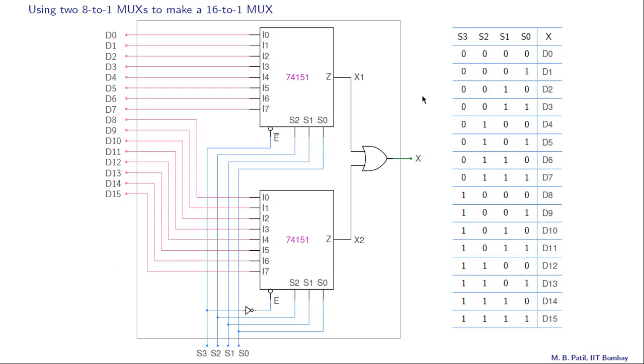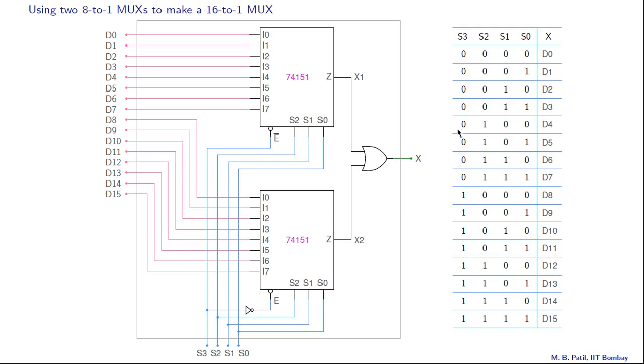What we will do now is to consider two cases, one corresponding to this first part of the table and second to this second part of the table, and in each case we will verify whether this output x is what we would expect from this truth table. Alright, let us take this case first, in which S3 is 0, S2 is 0, S1 is 1 and S0 is 1. So if those are the inputs applied here, we expect D3 at the output, and let us see if that happens.